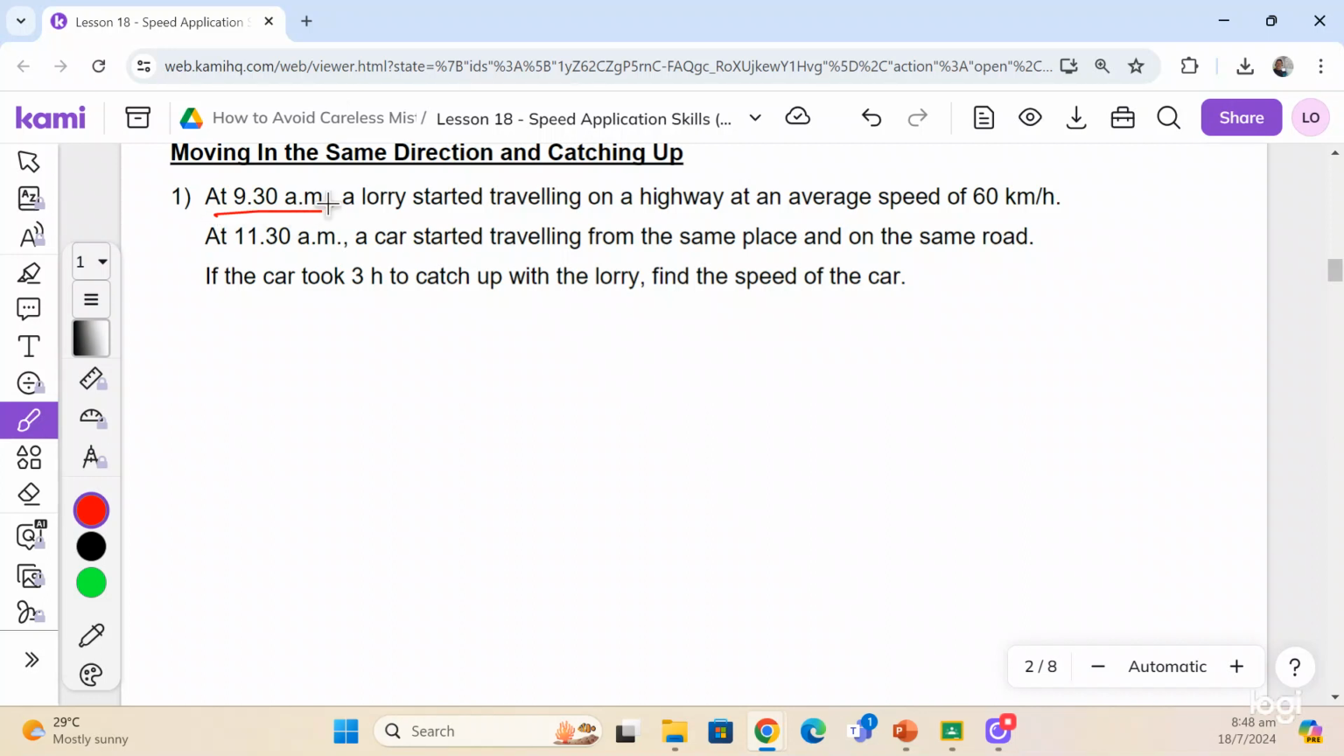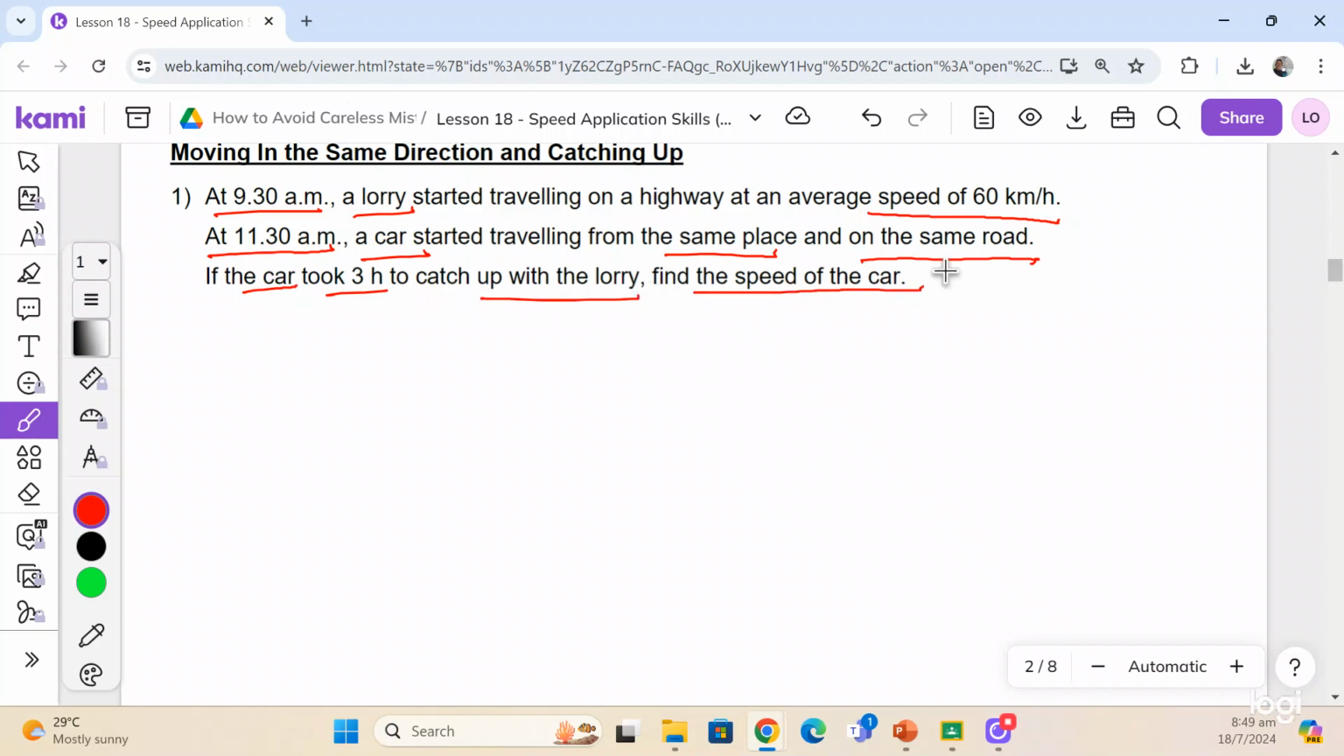Now at 9:30 a.m., a lorry started traveling on a highway at a speed of 60 kilometers per hour. At 11:30 a.m., a car started traveling from the same place on the same road. So they both start from the same place. So when you want to draw the model, you will have to act it out using your fingers. All right, your two fingers to represent the lorry and the car. And when you act it out, then you will know how to draw. So if the car took 3 hours to catch up with the lorry, what is the speed of the car?